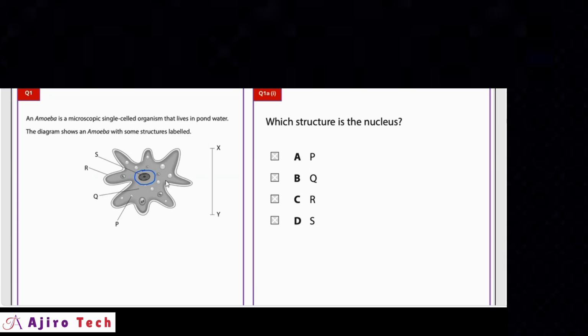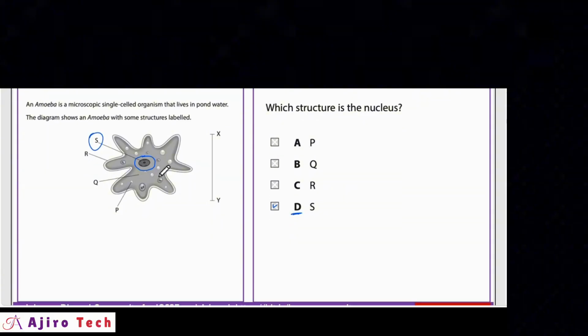So you can see S. So the answer is D. I'm going to tick it. So the answer is D, because the structure is S. So let's go to the second question.